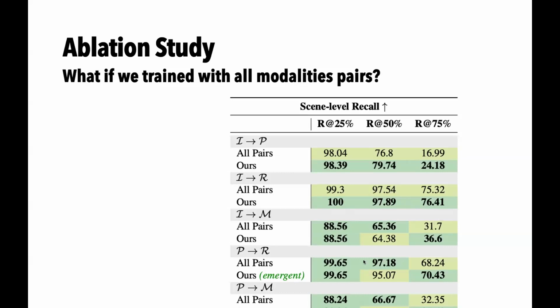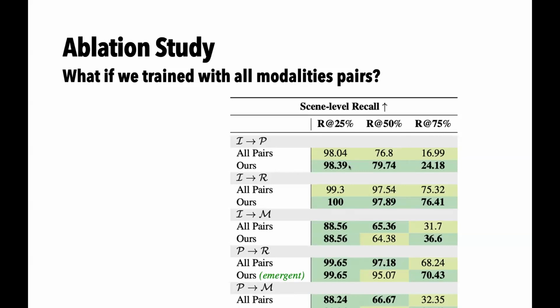What we saw is that, what you see here in the table, you see with gray the different pairwise modalities we evaluated on. I is always image, P is point cloud, R is text, M is CAD model, etc. The three down here are the emergent modality behaviors that would happen with ours. Ours is the more flexible alignment with the image. All pairs means we trained on all pairs. And here you see the scene level recall on 25, 50, and 70%.